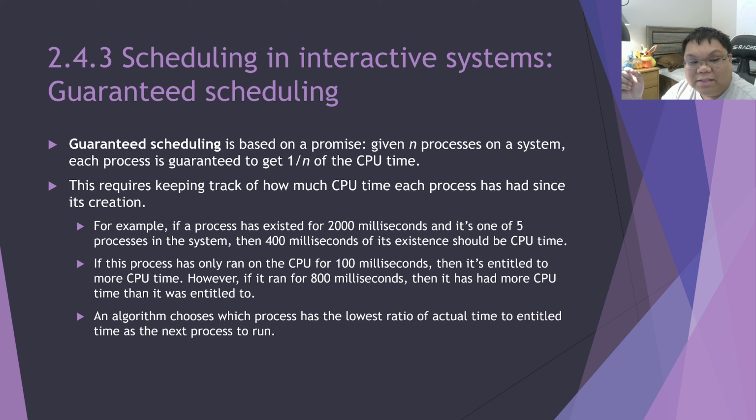The process that runs next should be the one with the lowest ratio of actual time to entitled time. So, in this case, if we have our process that was entitled to 400 milliseconds of runtime, but only ran for 100 milliseconds, then it's likely to go next.